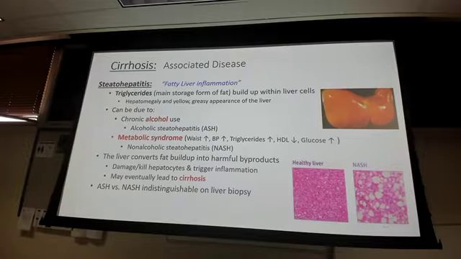All right, guys. So, steatohepatitis. So with this guy, there's liver inflammation because there's too much triglycerides in the liver. I'll take a break. 5-minute break.